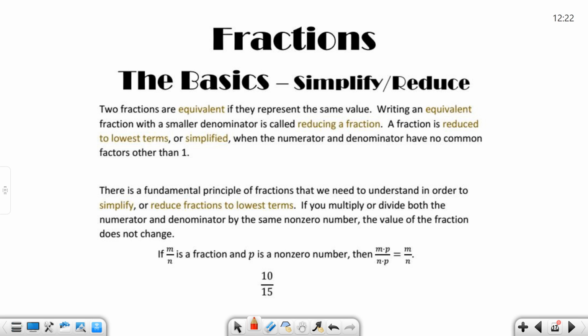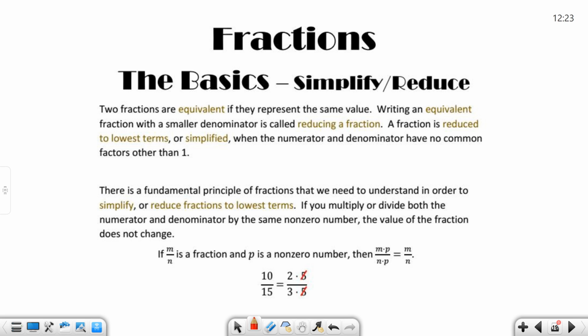4/6 and 2/3 are the same value. 2/3 is reduced to lowest terms, 4/6 is not. So let's look at 10/15. Can we simplify or reduce it to lowest terms? Do 10 and 15 have anything in common? What I mean is a factor. The answer is yes, 5. 2 times 5 is 10, and 3 times 5 is 15. So when you have this, you can divide out your common factors of 5.